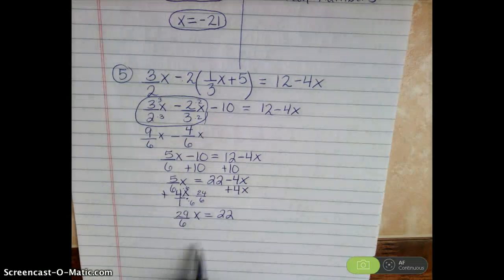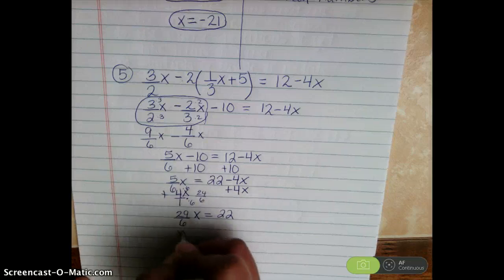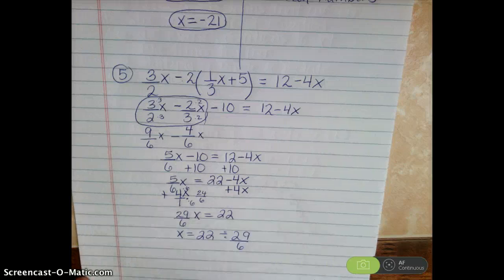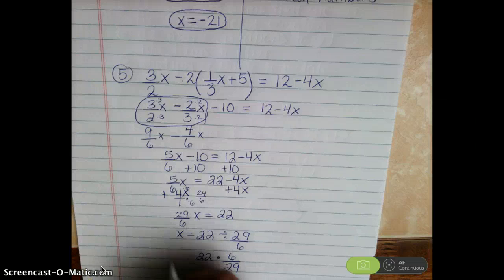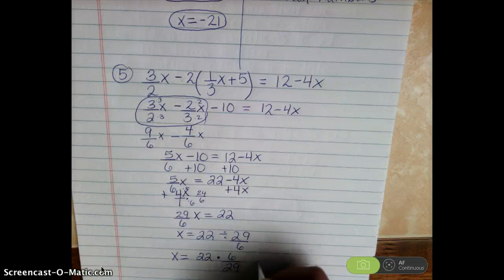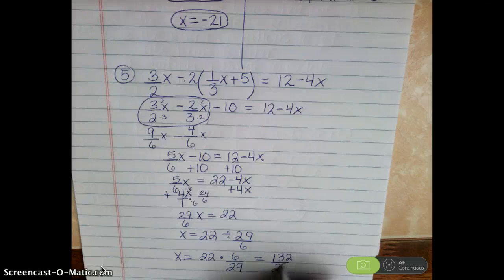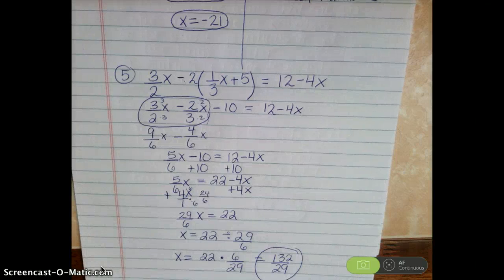Now this is multiplication. This says 29 over 6 times x. The opposite of multiplication is division. So we're going to divide both sides, and it's going to give me x equals 22 divided by 29 over 6. Using a calculator, you can just type in 22 divided by 29 over 6. It gives you your answer. Otherwise, it's 22 times 6 over 29. When you're dividing fractions, you multiply by the reciprocal. And 22 times 6 is 132. So your answer here is 132 over 29. And 29 cannot go into 132 an even number of times. So we just leave our answer as 132 over 29.